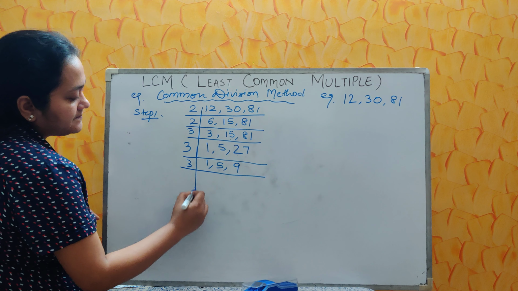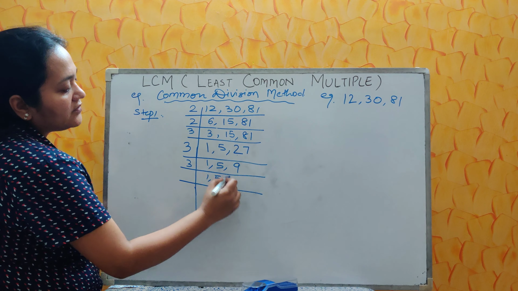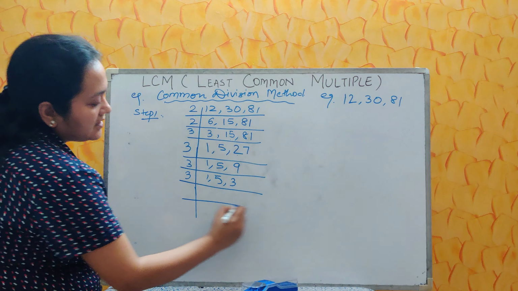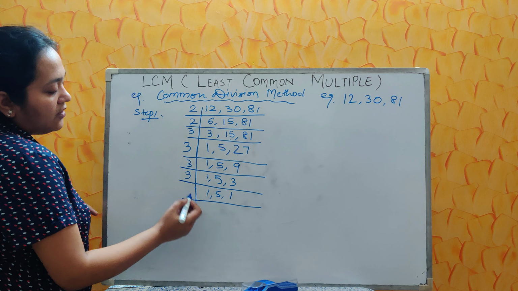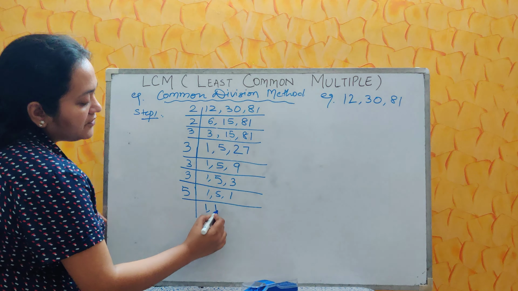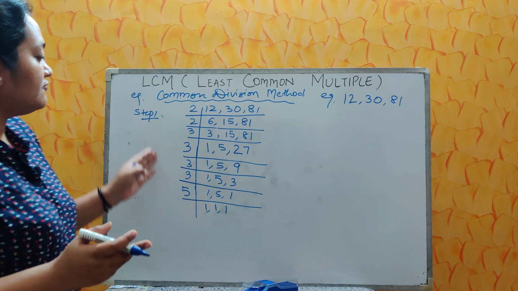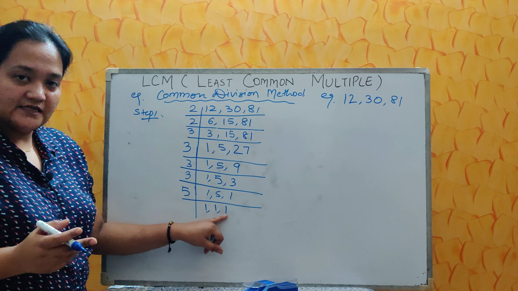Again 3, 1, 5 will be carried forward. 3. Again it will be divisible by 3. 1, 5 carried forward, 1. Now there's only 5 left, so we will go on doing the same step until we get 1 at the end.